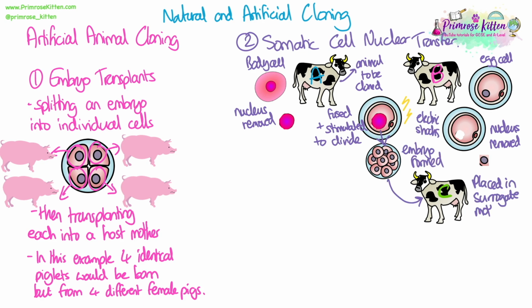Then once the embryo has started to divide, so we know that it's healthy and it's going to continue growing, you're going to place that into the surrogate mother, which is cow C. And then this should proceed like a normal pregnancy in order for the animal to be born.